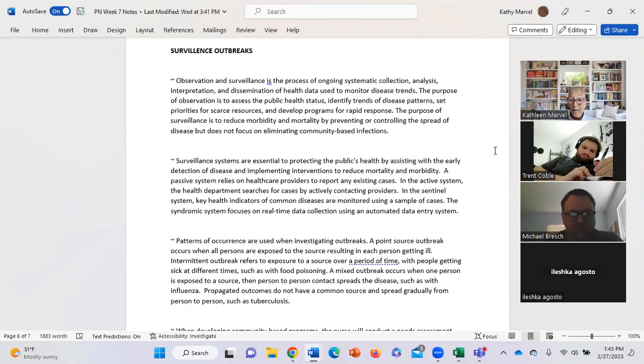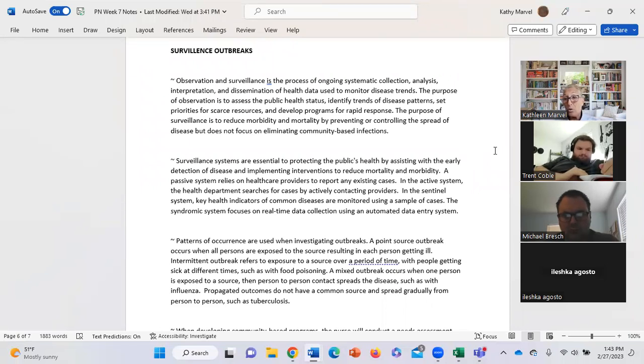So with regards to surveillance, surveillance is essential because it helps us with early detection of a disease and implementing interventions to reduce morbidity and mortality. There are two kinds of surveillance: a passive system and an active system.